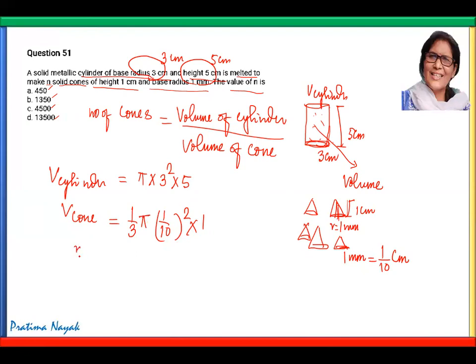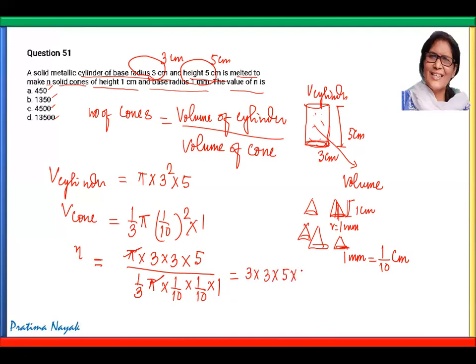So n is equal to the number of cones. The value of n is equal to, I'm writing the division in ratio form, 3 square is 3 into 3, into 5, and here it is 1 by 3 pi, 1 by 10, 1 by 10 into 1. You simplify yourself. Pi cancels. Is there anything else to cancel? No. All will be multiplied in the numerator. So 3 multiplies 3, multiplies 5, again 3, and 10 into 10, 100. So find out the answer. It will be 13500. So where is the answer? D is answer.